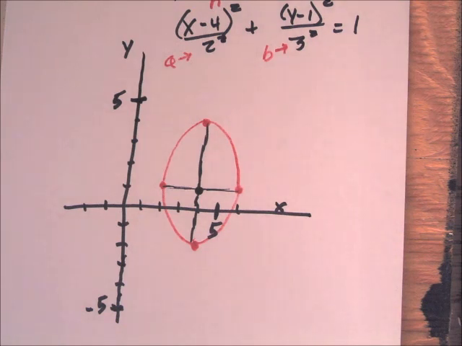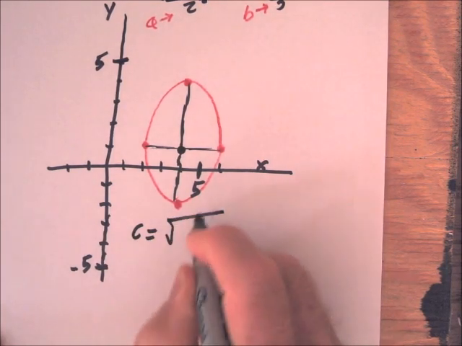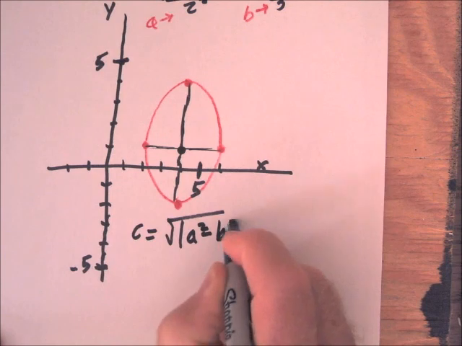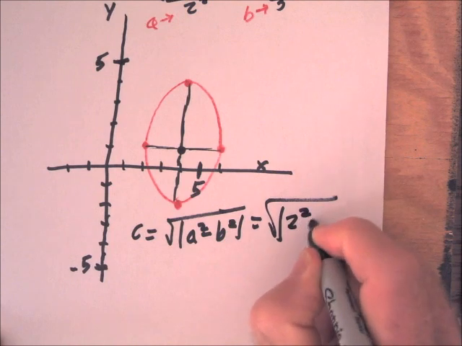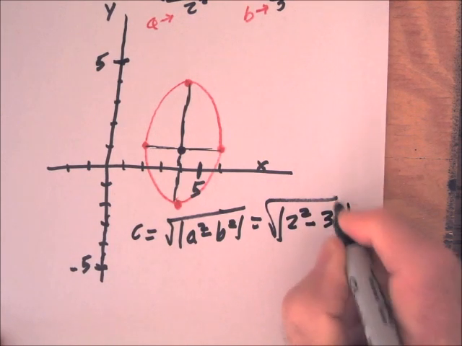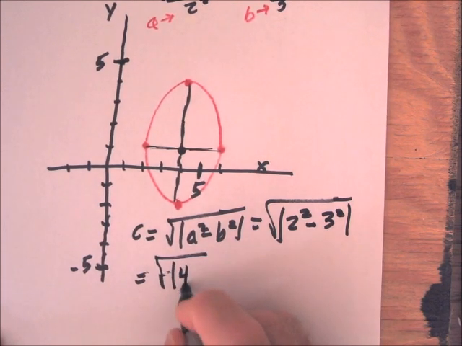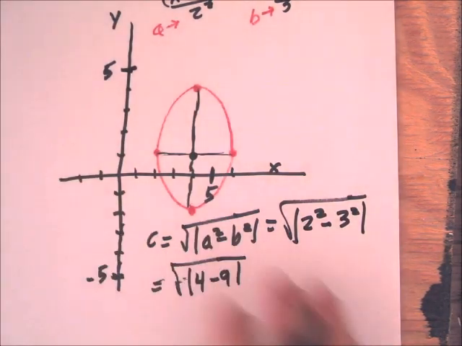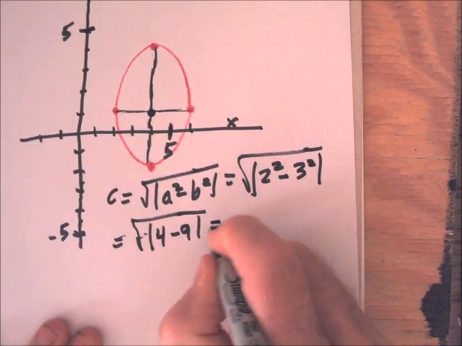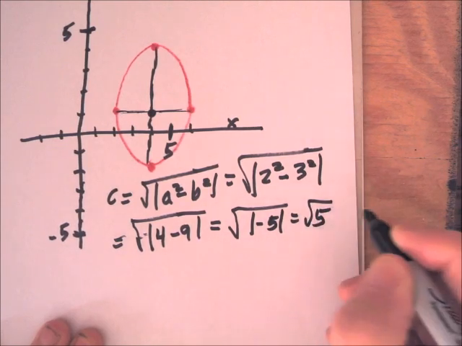And then the foci. To get the foci, you need to compute c, which is equal to the square root of the absolute value of a squared minus b squared, the square root of the absolute value of 2 squared minus 3 squared. So 2 squared is 4, 3 squared is 9. So it's the square root of the absolute value of 4 minus 9. 4 minus 9 is negative 5. The absolute value of negative 5 is 5. So it's the square root of 5.